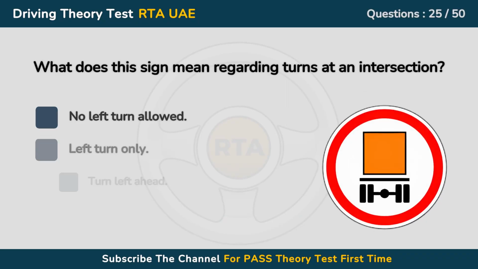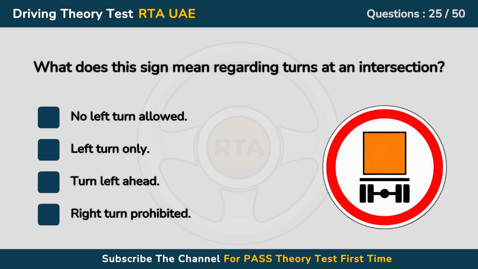Question 25. What does this sign mean regarding turns at an intersection? A. No left turn allowed. B. Left turn only. C. Turn left ahead. D. Right turn prohibited.